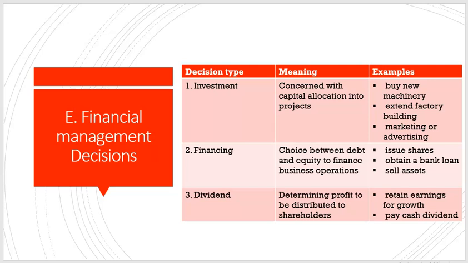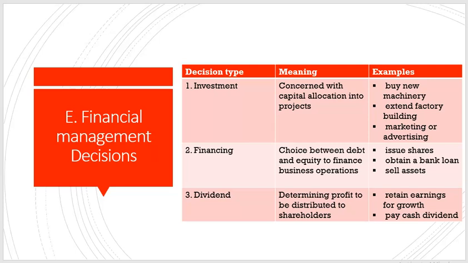So what is an investment decision? An investment decision involves capital allocation into projects. So if you have got projects, how are you going to allocate them? Example, maybe let's buy any machinery, let's extend the factory building, or let's undertake marketing or advertising campaigns.